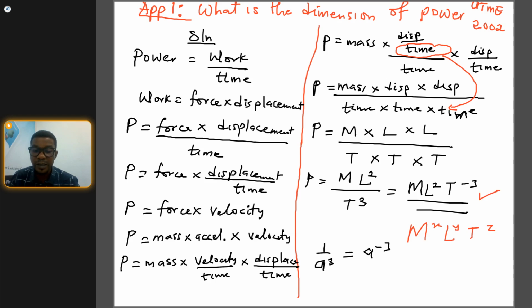So if you have to find the value of X, Y, Z, what we are asked to do is to write the value, that is the exponents, the power of each alphabet. So here we have an invisible 1, which means X equals 1, Y equals 2, and Z equals minus 3. So this is another form of question that the UTME do ask concerning the topic dimension of quantities. All right, so let's move on to the next app.